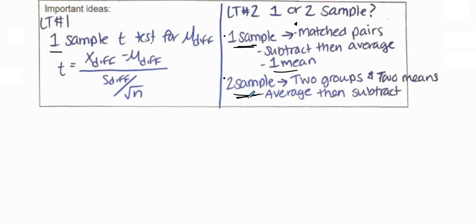Now, for a two sample, you have two groups, okay, two groups, and therefore you have two means, and then you're going to average, then subtract, okay, average, then subtract. And so what you have is really the mean of 1 minus the mean of 2, and here you're taking the difference, and so that's why you just have 1, and it's going to be the difference in the two means that you find here. So that's why it's one sample.